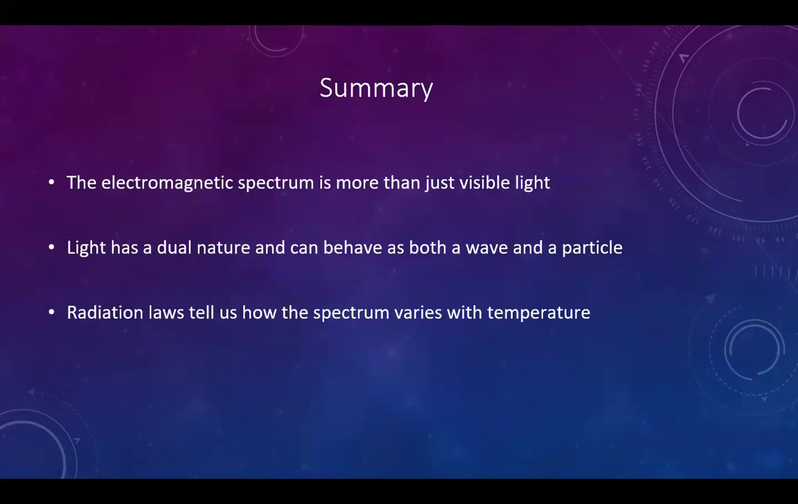This is how incandescent light bulbs generate light. This is how the sun generates light. This is maybe how the projector generates light. I don't know. But other types of light sources can use other methods. So the electromagnetic spectrum is more than just visible light. Light has a dual nature. It can be both a wave and a particle. And radiation laws tell us how the spectrum varies with temperature.